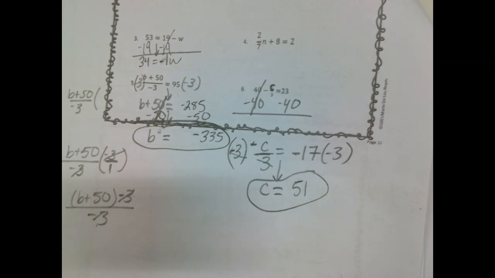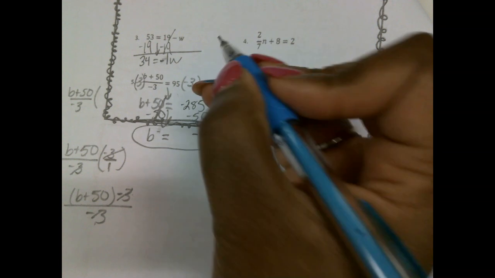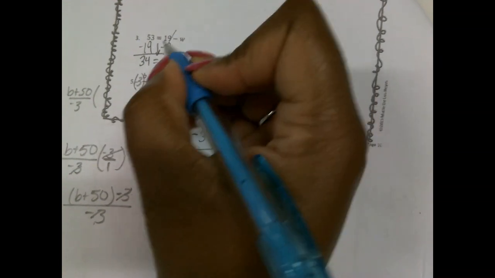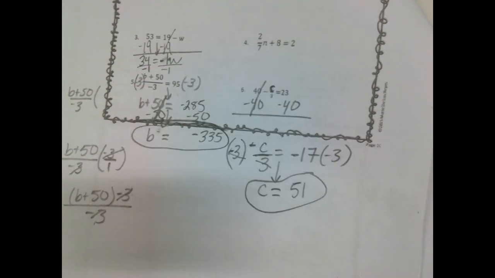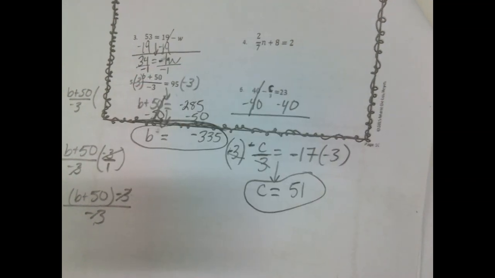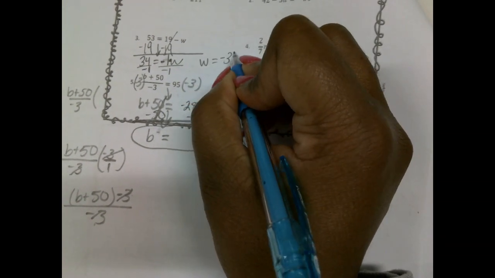Okay, why do you think we're dividing instead of adding or subtracting? What operation is between a coefficient and a variable? Multiplication. So the opposite of multiplication is what? Division. You got it now? Good deal. So what's 34 divided by a negative 1? So W here is equal to a negative what? 34.